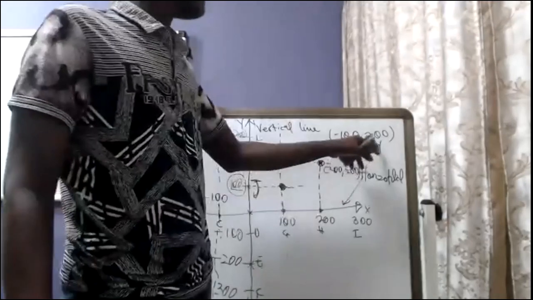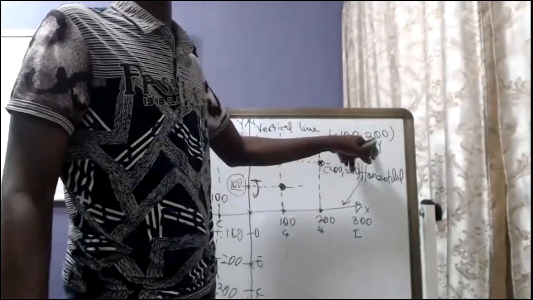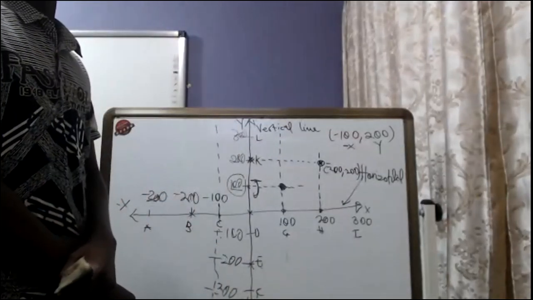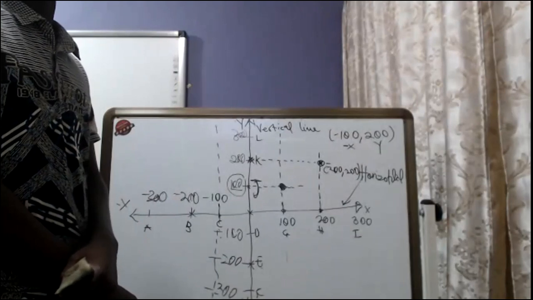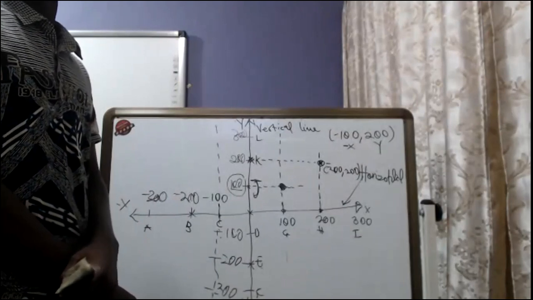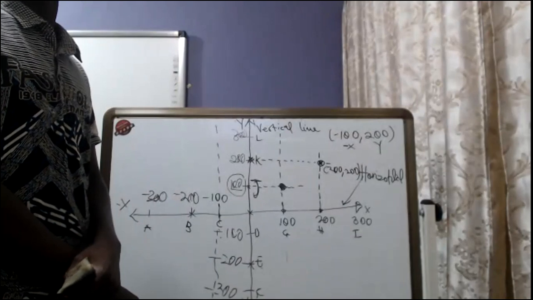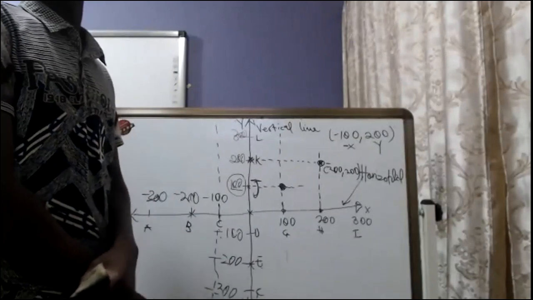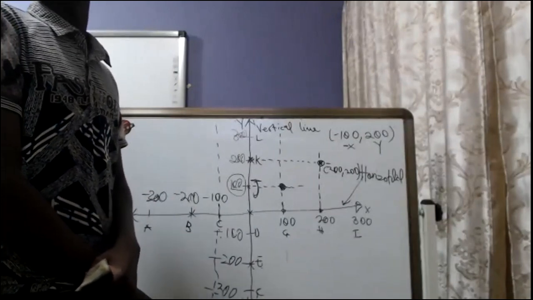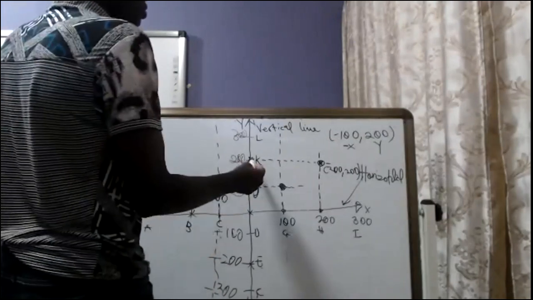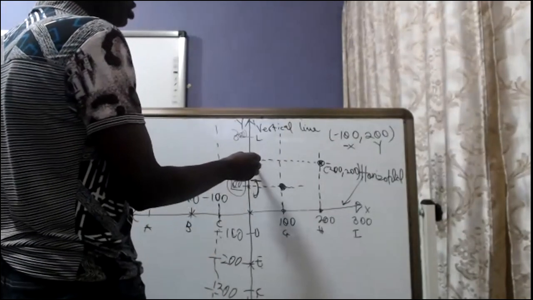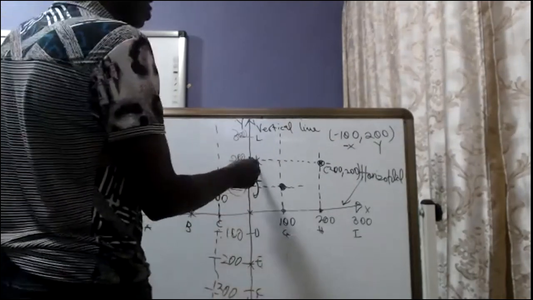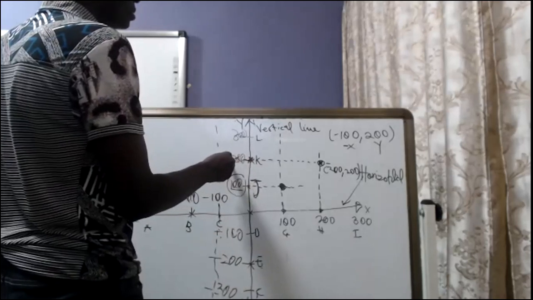Then we need to identify 200. Where is 200 on the Y? Show me on the Y. 200 is positive. So where is it? Mention the letter for me. K. K, very good. So from K, we need to draw our line towards the first line. Okay, so we'll draw the lines like this.